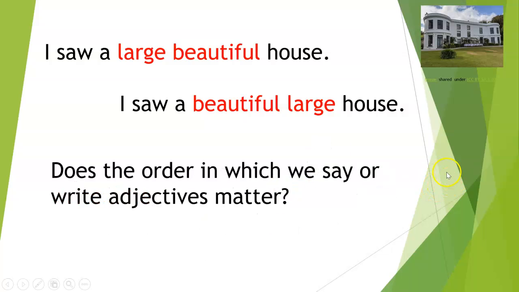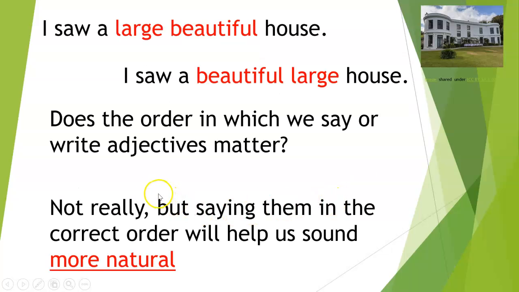So the big question is, does the order in which we say or write adjectives matter? Can we say, I saw a large, beautiful house, or can we say, I saw a beautiful, large house? Does it matter? The answer is not really. If you say this or if you say this, people are completely going to understand exactly what you're saying. However, saying them in the correct order will help us sound more natural, okay?